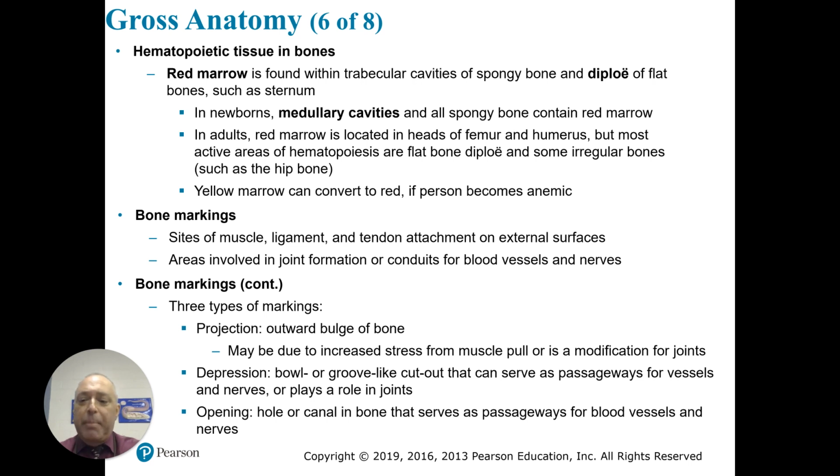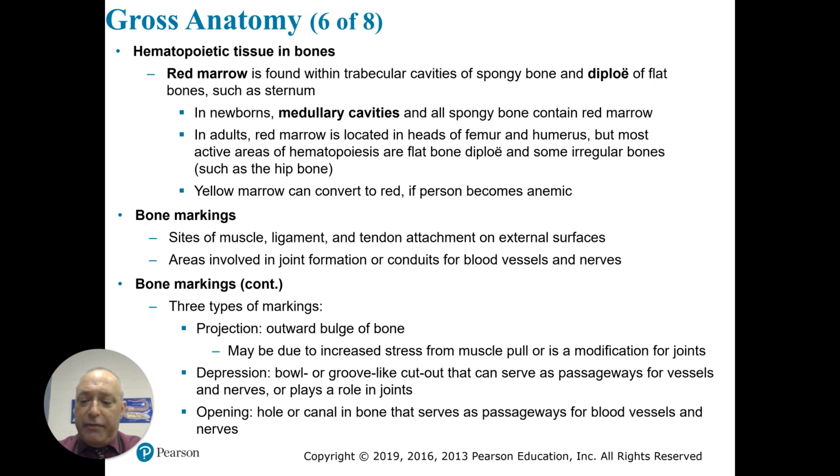Okay, markings. So the markings of the bone, and interestingly enough, a baby's bone, like the humerus, would be very smooth, whereas an older person's bone would have a lot of markings on it. And this is from tendon attachments, attachments of muscles that pull on the bone and create these little defects in the bone.